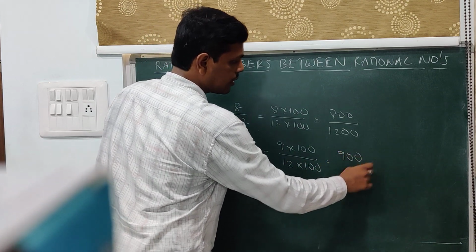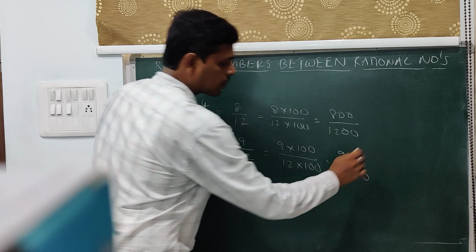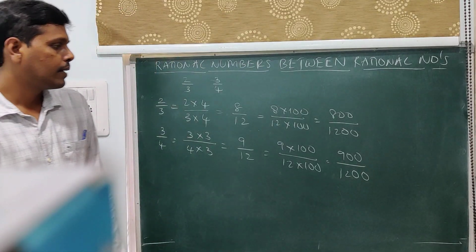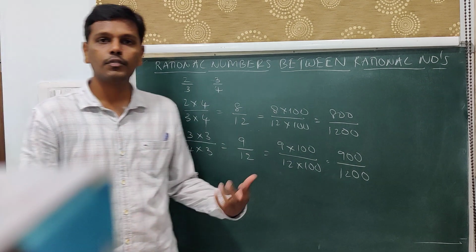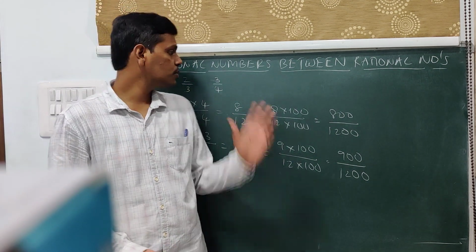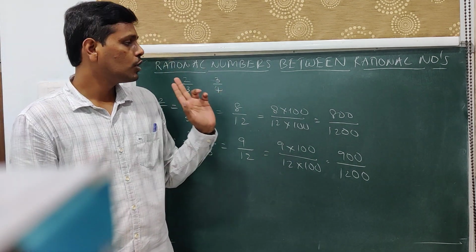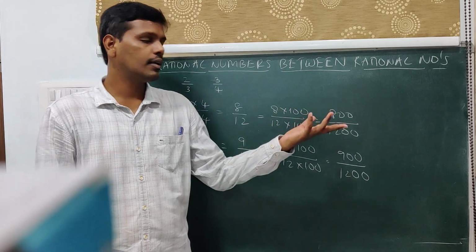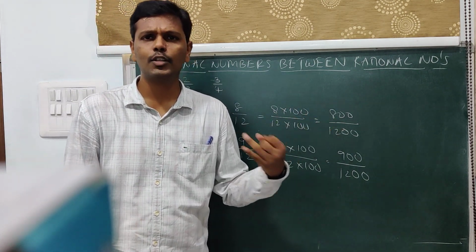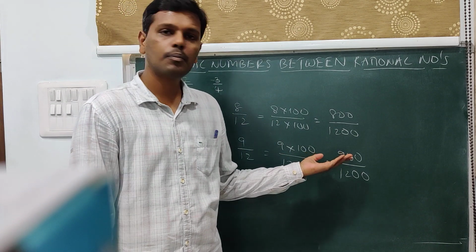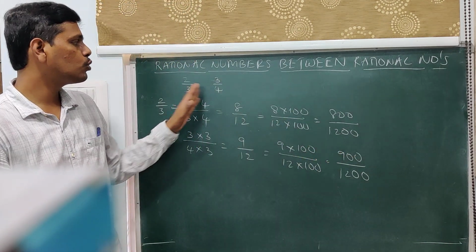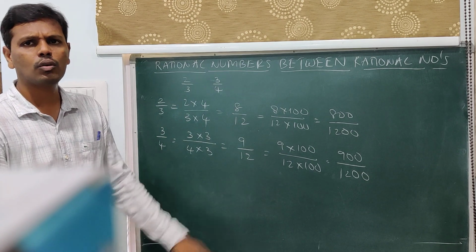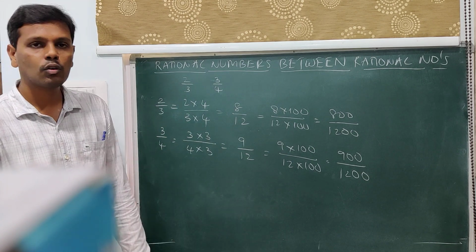So this is 900 by 1200. So again both the fractions are like fractions. Now we need only 10 rational numbers between these two rational numbers. So count from this point 800, after 801, 802, 803 and so on. You can go up to 899, and those many rational numbers you can write between 2 by 3 and 3 by 4. However, we need only 10. So that is the way we go about.